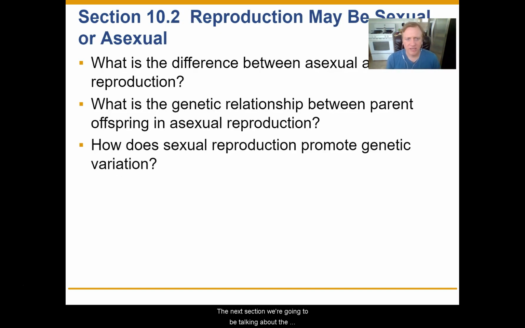So in the next section, we're going to be talking about the differences between asexual and sexual reproduction, the genetic relationship between parent and offspring during asexual reproduction and why that potentially can be problematic, and how sexual reproduction promotes genetic variation. So if you're bored for that last section, stick around because this next section, we're going to be mostly talking about sex.